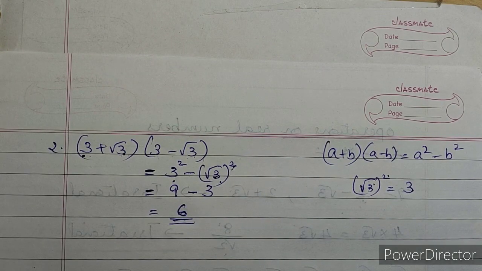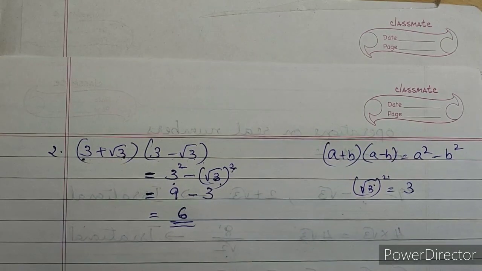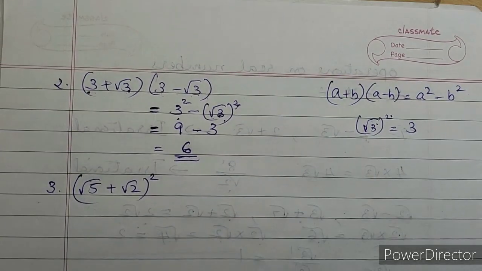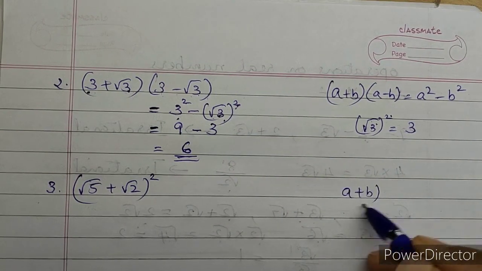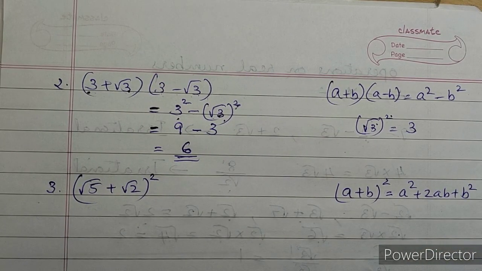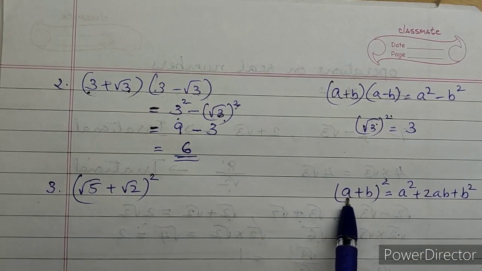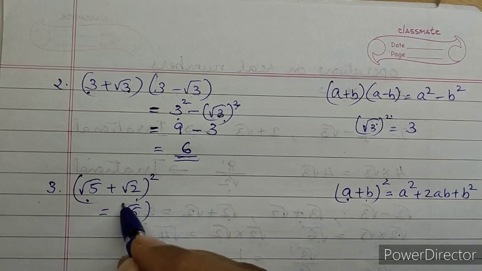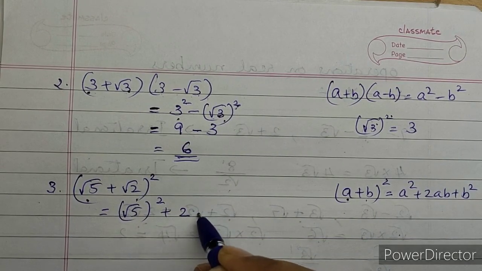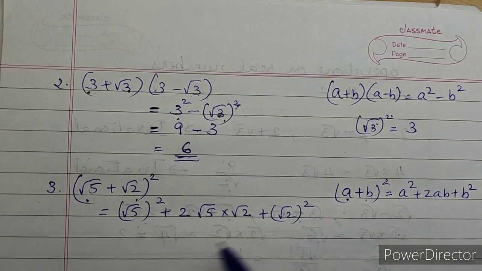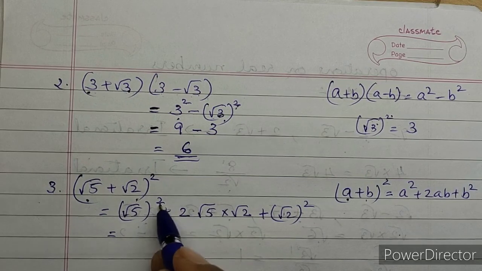Hope you understood that. Two identities we have used now. Now we will see the third sum. Root 5 plus root 2 the whole square. Which identity do you have to use here? Yes, a plus b the whole square is equal to a square plus 2ab plus b square. So root 5 plus root 2 the whole square means a is root 5, b is root 2. That is equal to root 5 the whole square plus 2 into root 5 into root 2 plus root 2 the whole square, which is equal to root 5 whole square, how much?